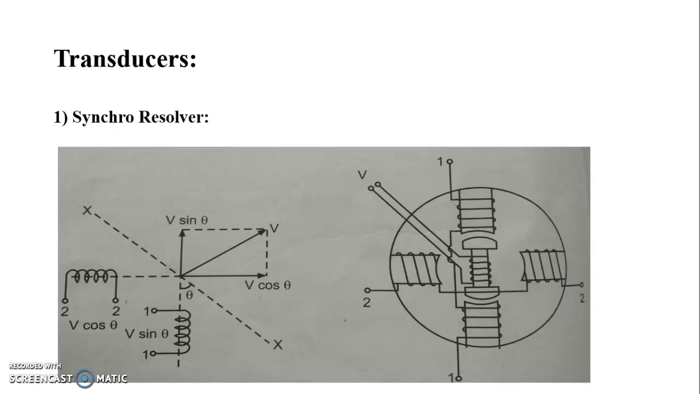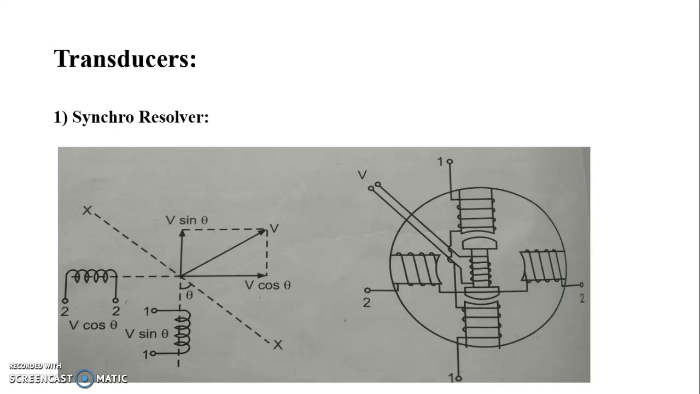This is the diagram of the synchro resolver transducer, which is mostly used in computerized numerical control machines as a feedback device. The synchro resolver has windings at exactly 90° to each other and resolves the voltage into two components at a phase difference of 90°. The peak values of these components vary, giving sine and cosine values corresponding to the angular position of the rotor shaft. The angular position of the rotor for null depends upon the ratio of the voltage on the two stator windings.